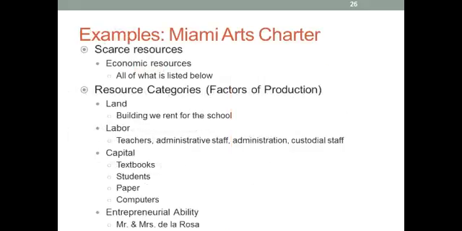So here's an example. I apologize to anyone who may be watching this and is not from Miami Arts Charter School, but I teach at Miami Arts Charter School, so that's what we're going with as my example.